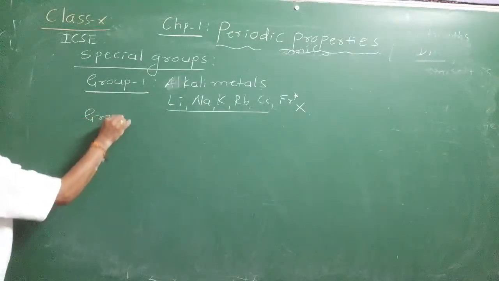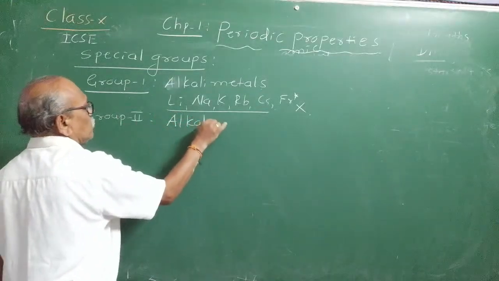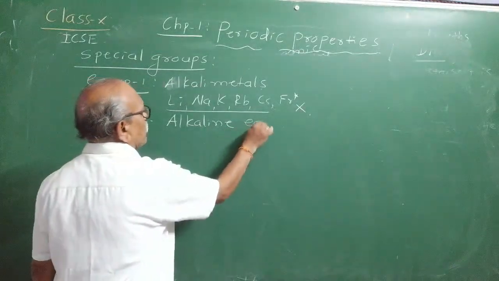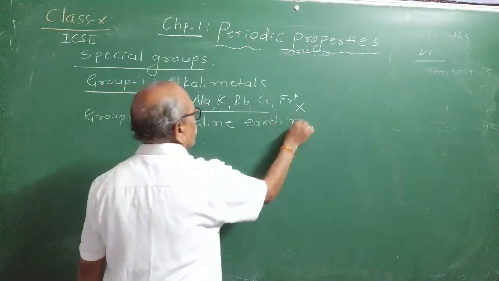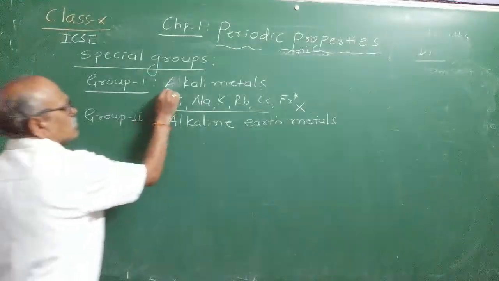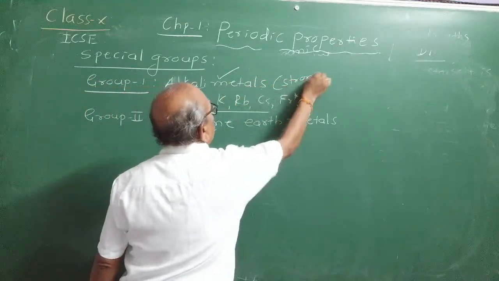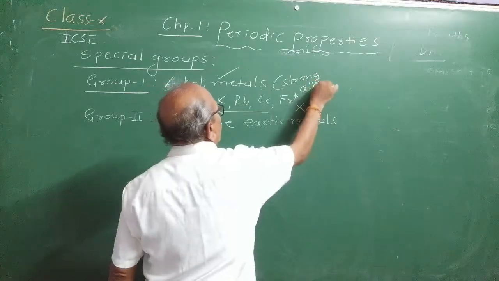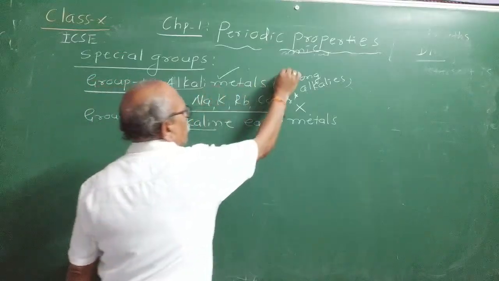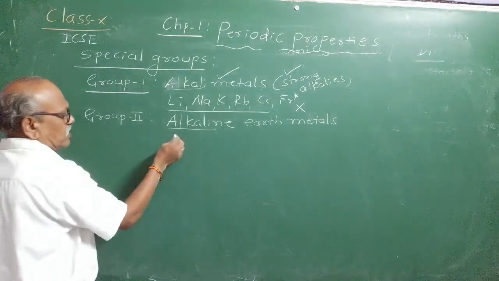Group 2 elements are called alkaline earth metals. Note down these special names. You will be tested with the names of the groups. Some special points about group 2 elements: they are also alkalis, but not as strong; they are strong bases. Alkalis are water soluble bases. Lithium hydroxide, sodium hydroxide, and potassium hydroxide are very strong.